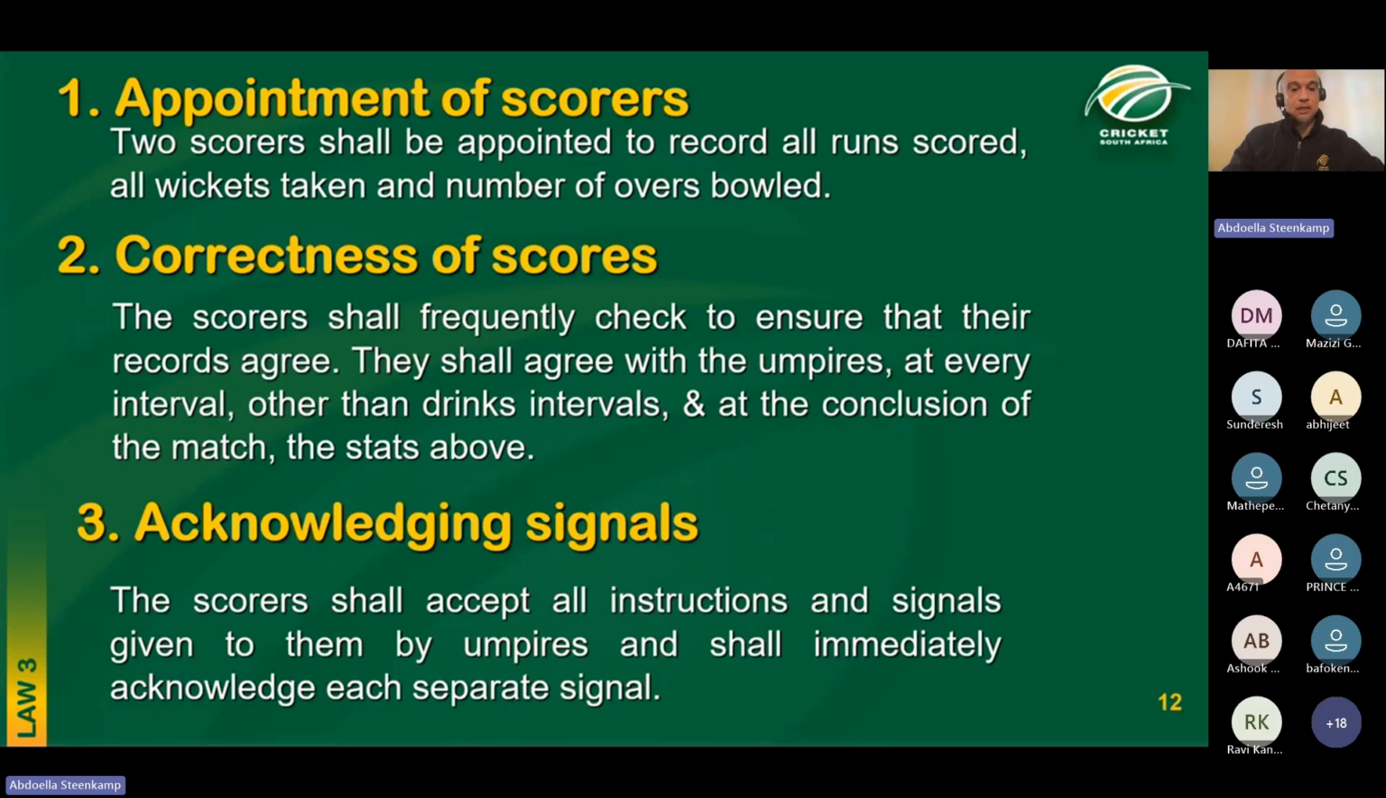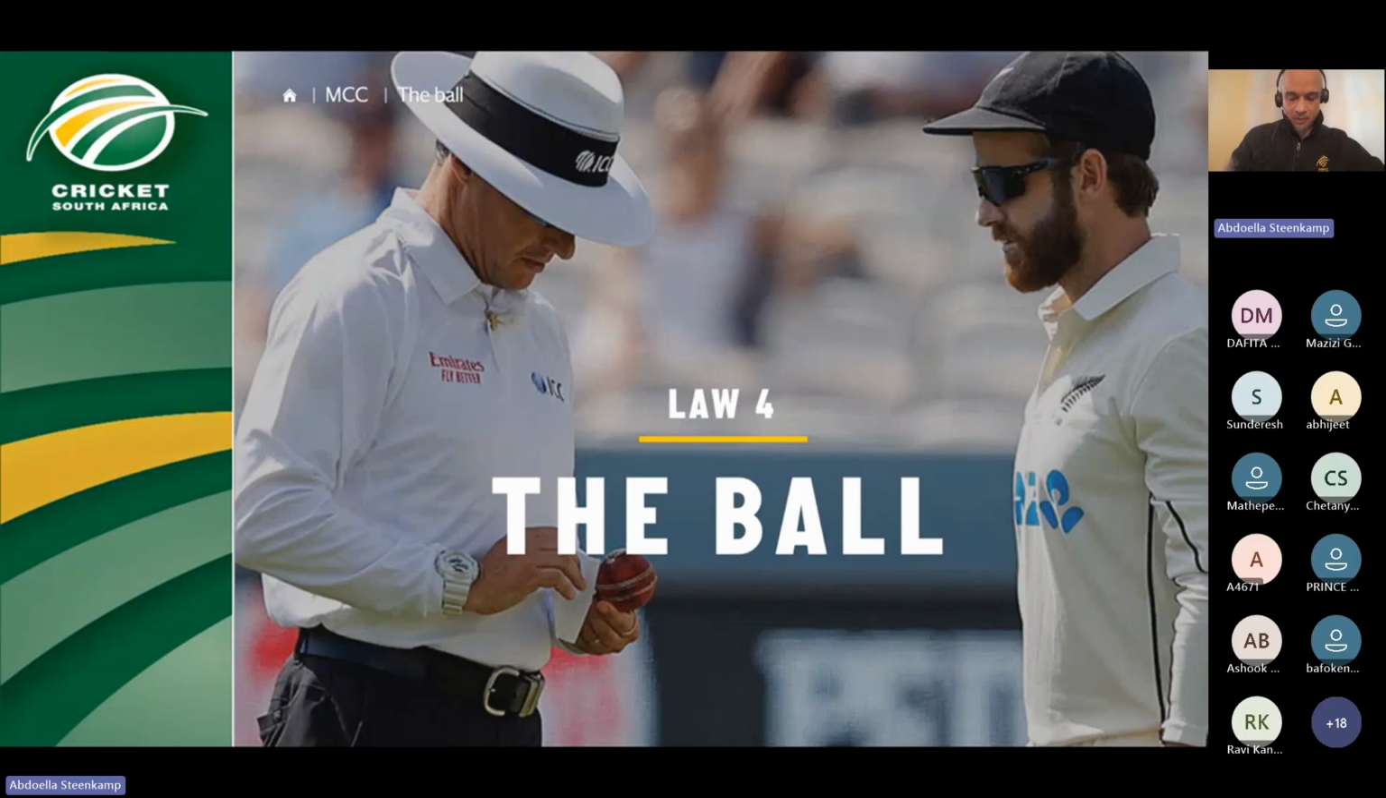Firstly, the no ball. The scorers need to acknowledge that no ball signal. Then the bowler's end umpire will signal leg byes, and then the scorers need to acknowledge the signal. And then lastly, boundary 4, and again, the scorers need to acknowledge the boundary 4.